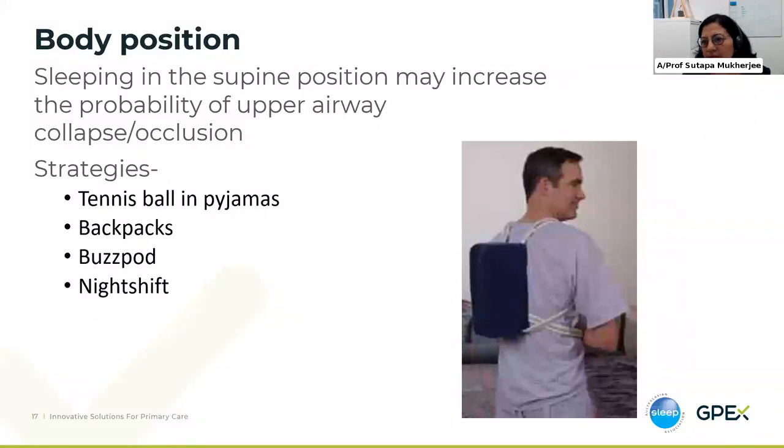And so there are different techniques. The easiest way and the cheapest way is to get a tennis ball and to sew that into a pajama top or a t-shirt so that the tennis ball sits between the shoulder blades. Backpacks. I've seen patients do all sorts of things where they put rocks in backpacks, and then there's another couple of devices that patients can purchase.